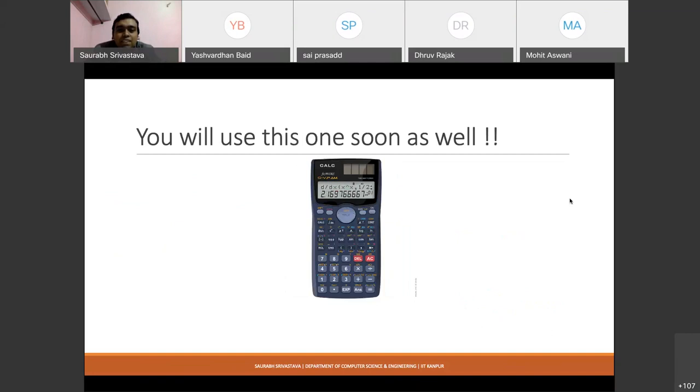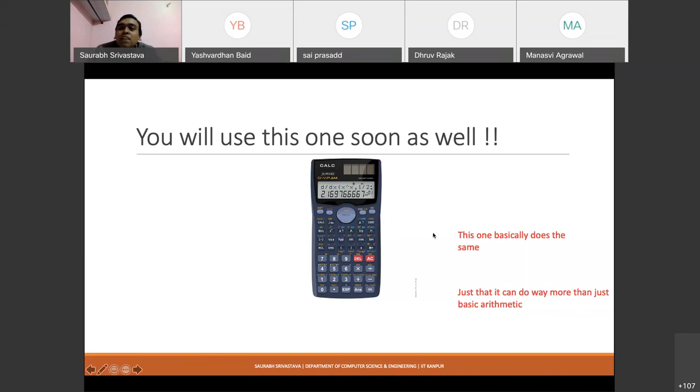This one is something that you are going to use now. Have you guys bought it already? Yes, sir. Good. So technically it is the same thing, but it can probably do way more than just basic arithmetic, right? It can do a lot of things. There are a lot of buttons in here.